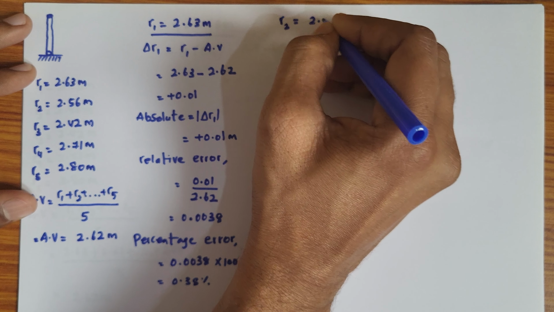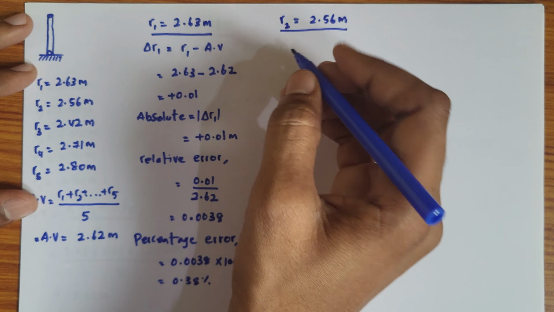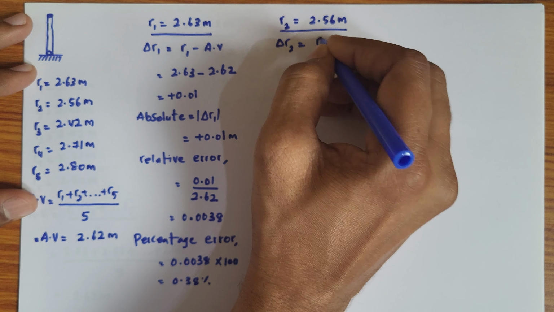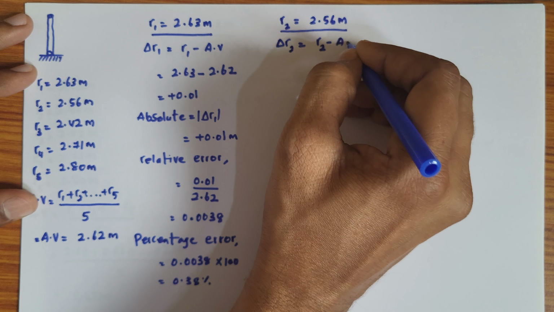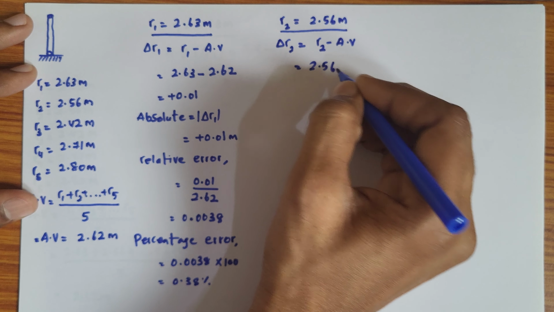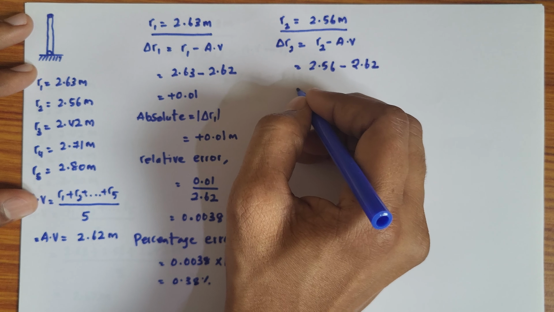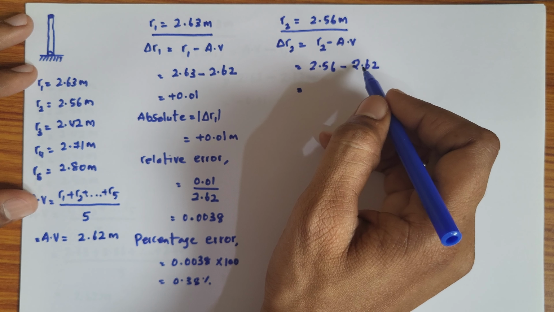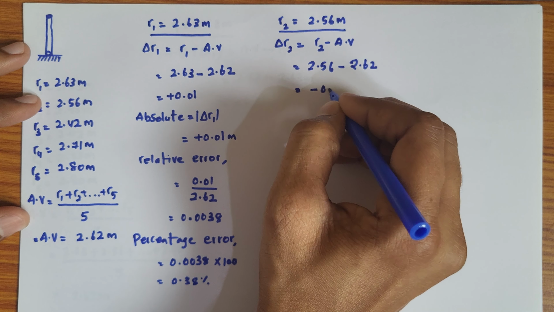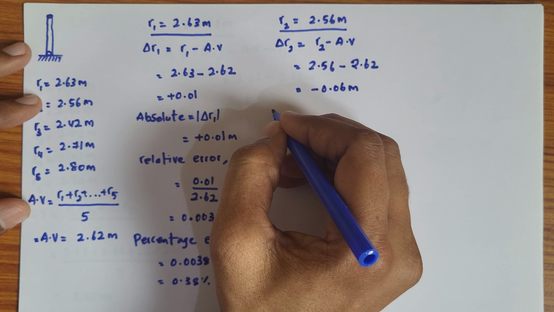R2 is equal to 2.56 meters. Now, what is the difference? Delta R2 will be equal to R2 minus the actual value. What is R2? 2.56 minus the actual value, which is 2.62. So it becomes 2.56 minus 2.62. It becomes how much now? Minus 0.06 meters. Now we have to make it absolute.